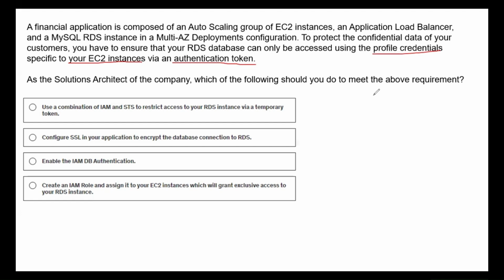So we have to use the profile credentials, which are very much specific to the EC2 instances, and there should be an authentication token, right? The only option which helps in facilitating all these three is option 3, using the IAM DB authentication. Once you are selecting IAM DB authentication, we can access the RDS database based on the role assigned to the EC2 instances and via the authentication token, right? So this is the correct answer.